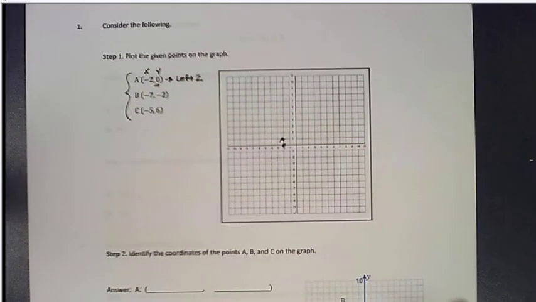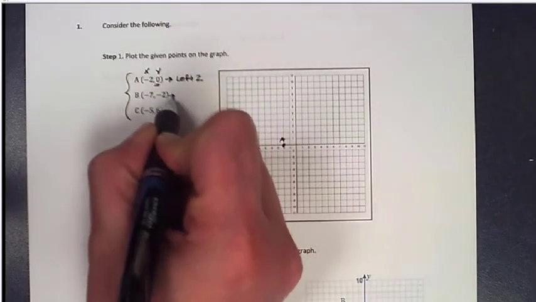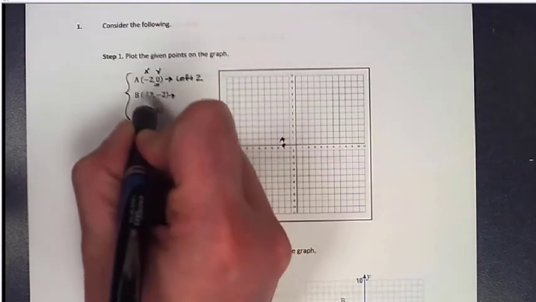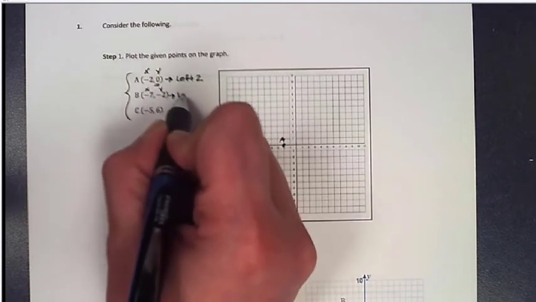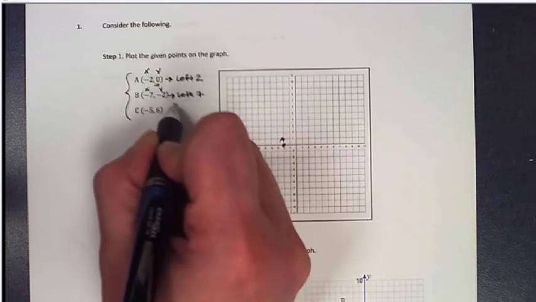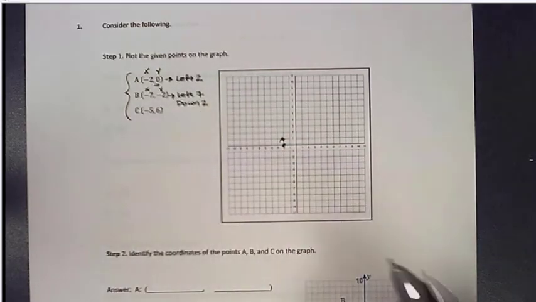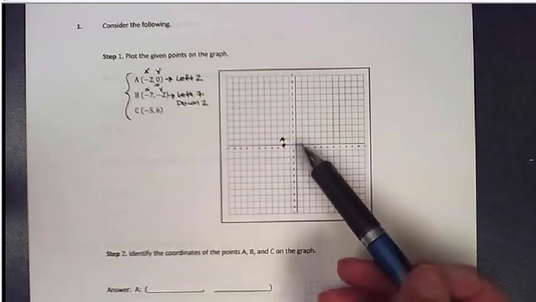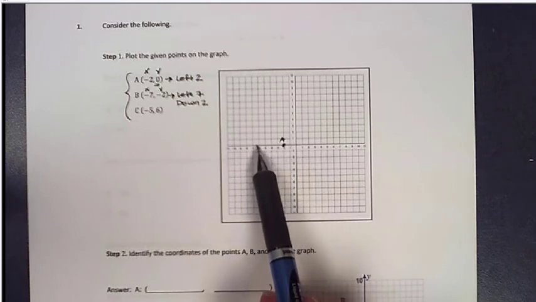The next one we have here is (-7, -2). So again, this is our x, this is our y. So we're going to go left 7, and then we're going to go down 2. Again, starting from our origin, counting to the left 7. So 1, 2, 3, 4, 5, 6, 7. Then down 2.